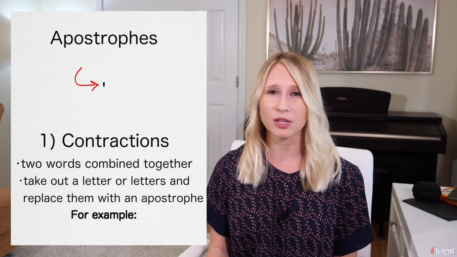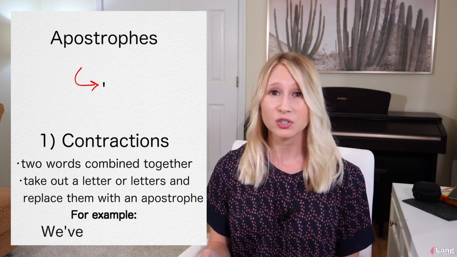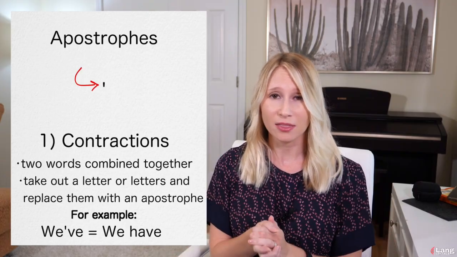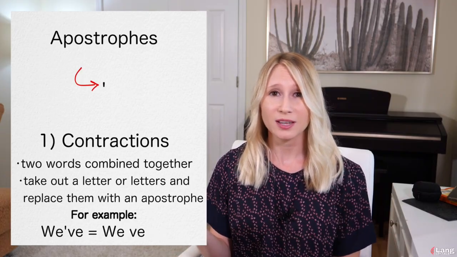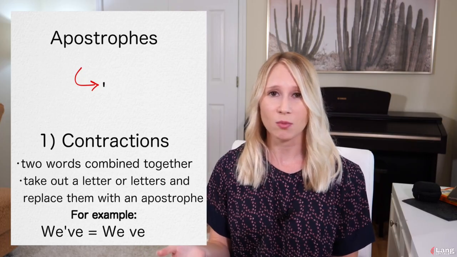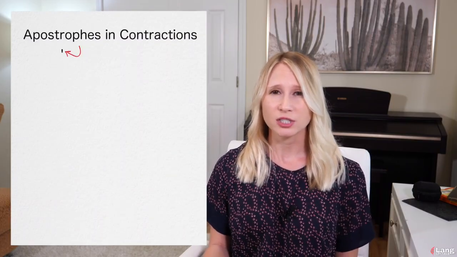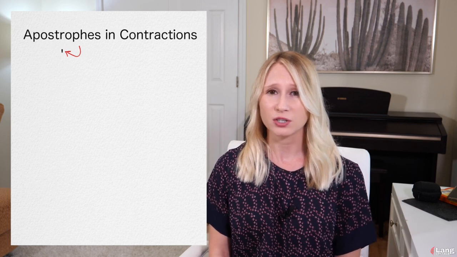For example, let's look at the word we've. We took 2 words, we have, and combined them together. We took out 2 letters, H-A, and replaced them with an apostrophe to make we've. In my conversation with Tyler, we used contractions a lot. In formal writing, you probably won't see many contractions, but in regular conversation, they are used all the time. Let's look at some of the contractions Tyler and I used in our conversation.